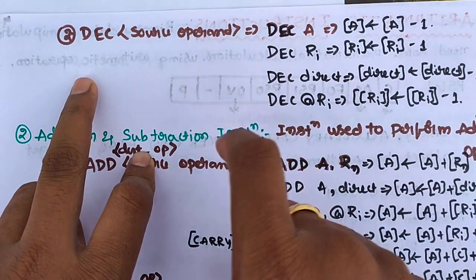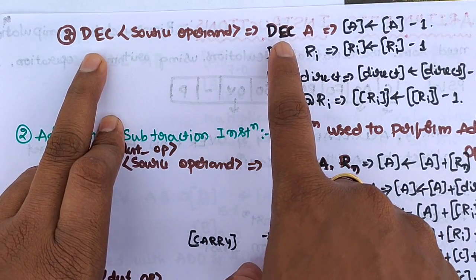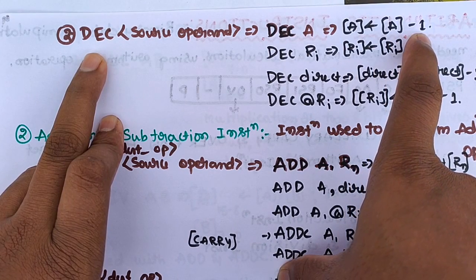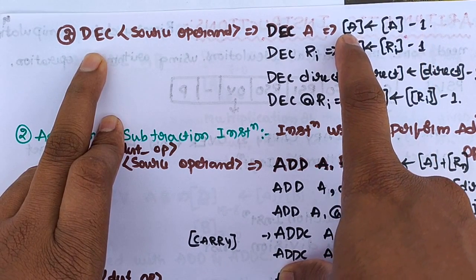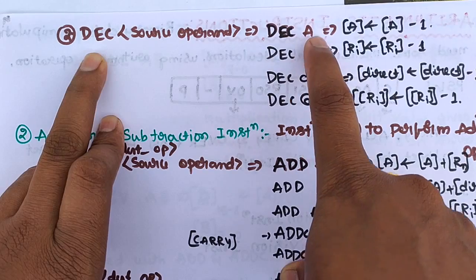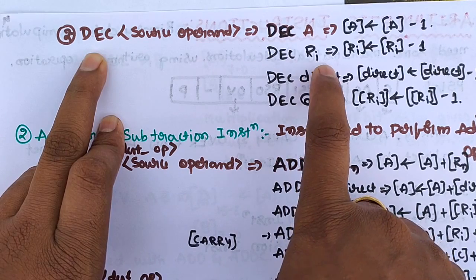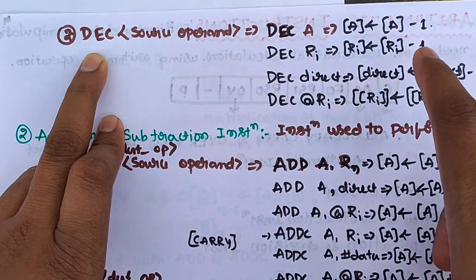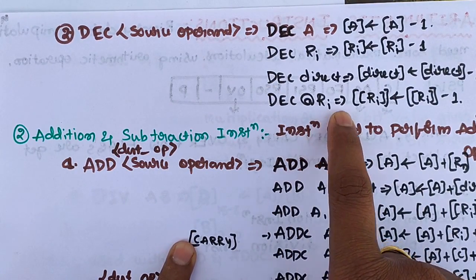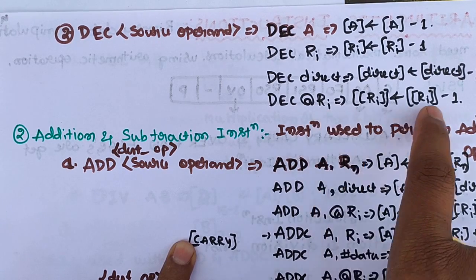In the decrement instruction, the format is DEC of the source operand. So for decrement of accumulator A, the content of the accumulator is decreased by one. For example, A content is 3. After execution of this instruction, the content will become 2, because 3 minus 1 is 2. So for decrement of Ri, the content of the register will be decremented by 1. That is, the content of the memory location pointed to by the register is decremented by 1.